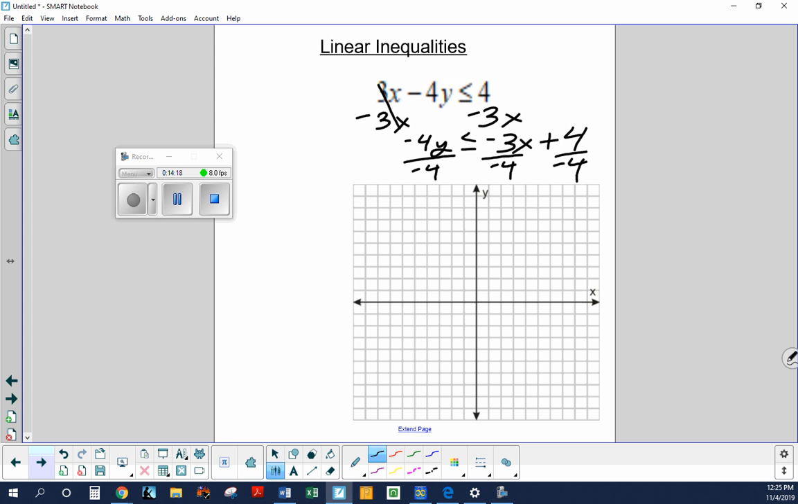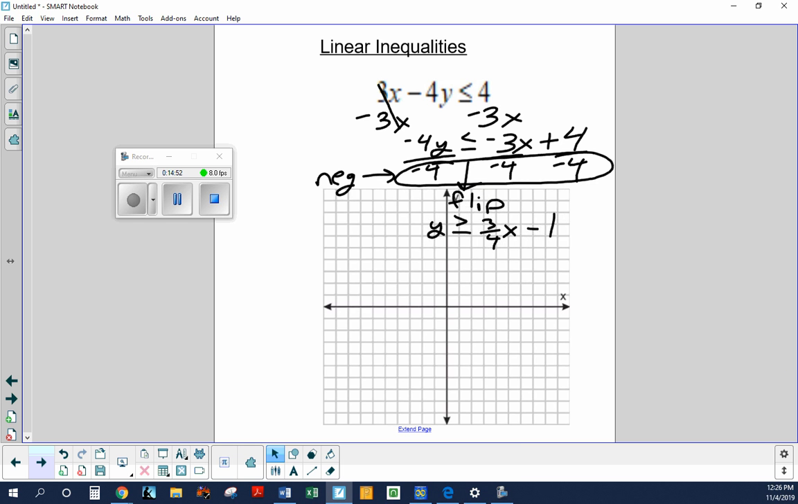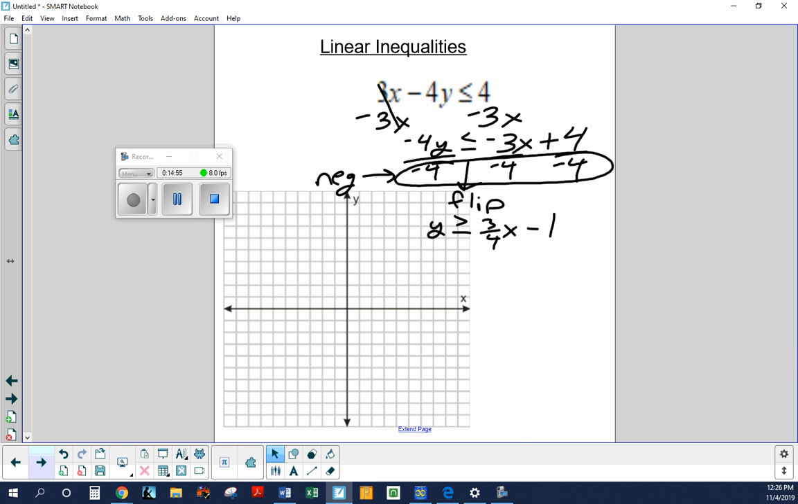And this is where it gets a little tricky. You have to remember, hopefully from previous years, that when you divide by a negative, if this number that you're dividing everything by is negative, you have to flip the inequality sign. What that means is we're going to change that less than or equal to to a greater than or equal to. And then that ends up being positive 3/4 x minus 1. So we can't forget to flip the sign if we divide by a negative number.